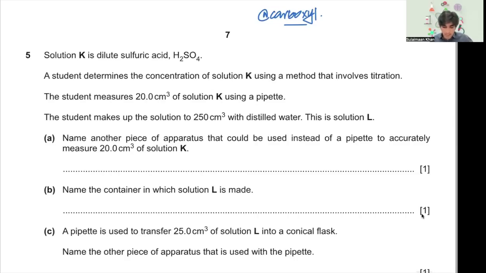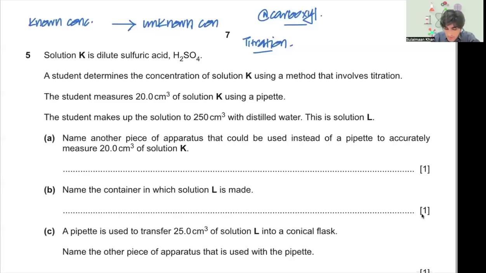Okay, let's start off. So the first question is for titration, right? That is largely gonna be question number two for you all. Now it says solution K is dilute sulfuric acid. Again, before I solve this question, I need you all to understand that titration is an experiment in which you use a solution of known concentration in order to find out a solution with unknown concentration. You want to find out a solution's concentration which you don't know with the help of a known concentration.